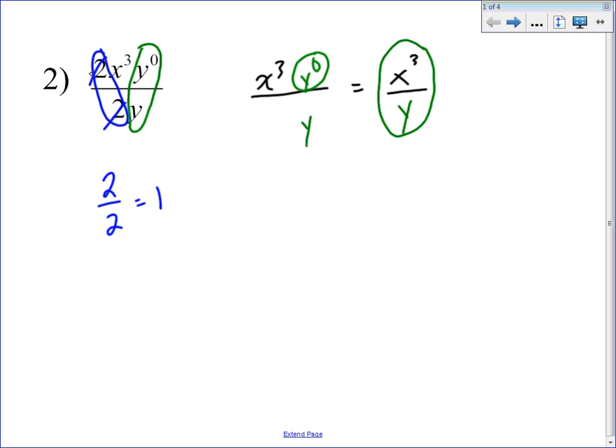So think of the fractions as just simplifying. And anytime you have anything to the 0 power, that simplifies down to 1, which once we cancel those out, we were left with just x to the third on top and y on the bottom.